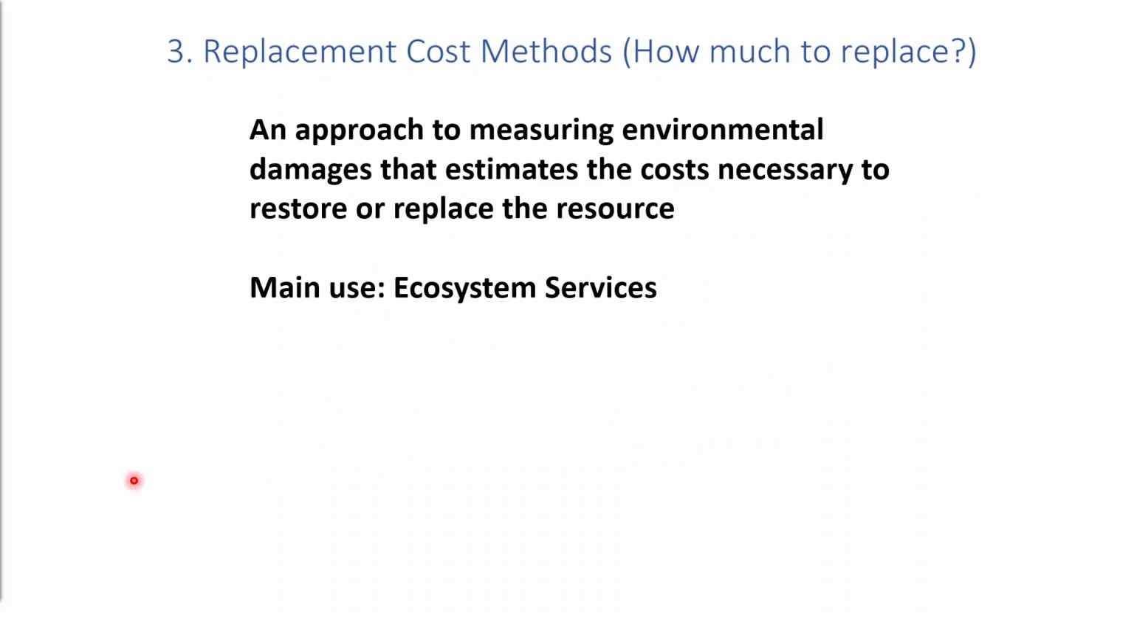All right. Third one, replacement cost method. How much to replace? This is very useful to estimate ecosystem services. The basic idea is very simple. It is to say, look, we benefit from the environment because of all the services that the ecosystem provides for us. Suppose that we don't have them, and suppose that we had to build these services and provide them ourselves. How much would that cost? We will use that number as an estimate for the value of these ecosystem services.